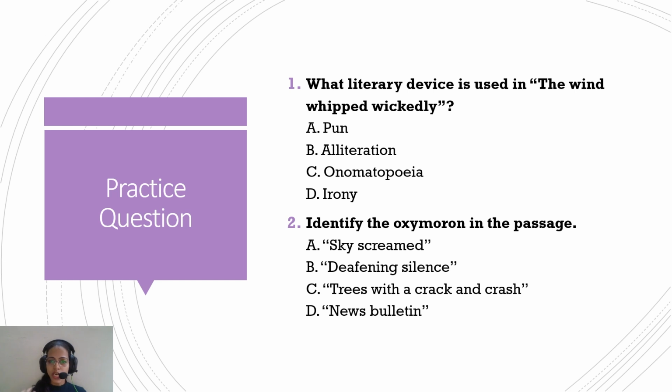Onomatopoeia, there is no sound that is being produced. Irony, there is no such situation created where there is a difference between expectation and reality. So, of course, it is option B, alliteration. Now, question 2, identify the oxymoron in the passage.